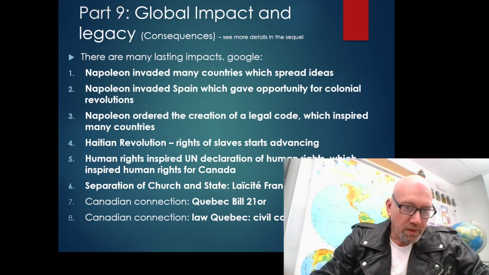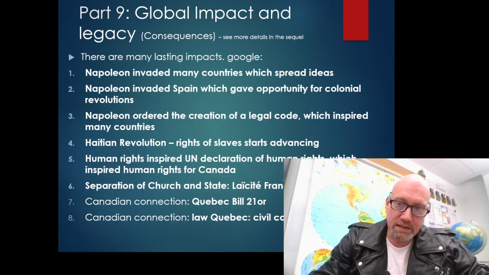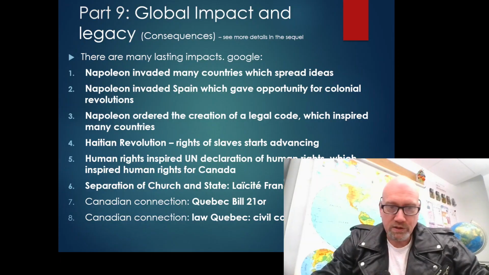Number 2, Napoleon invaded Spain, which gave opportunity for colonial revolutions. So this is a huge triggering event, which means because Spain was occupied by Napoleon, the colonies of the Spanish Empire could declare independence and have their own independence revolutions. And so this shook up the whole Spanish empire colonial system.